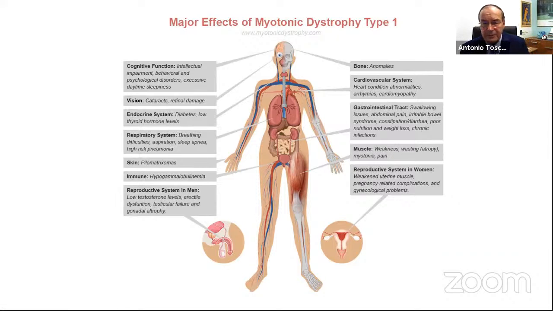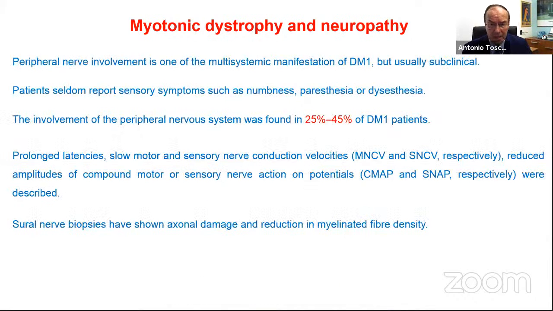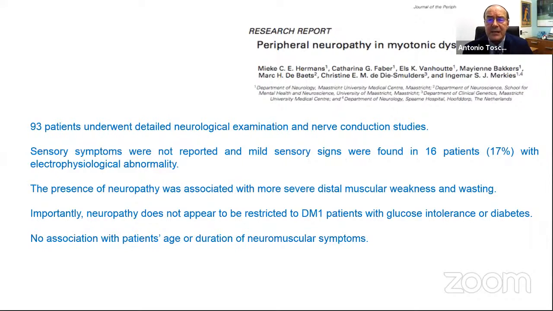The effect on peripheral nerve is less known, but there is quite a wide literature about the presence of neuropathy in myotonic dystrophy, and about 25 to 45% of the DM1 patients had numbness, paresthesia, or dysesthesia, and once you use neurophysiologic examination, you can have a confirmation of this peripheral nerve involvement. Also, in nerve biopsy, when they were done, there was a reduction of myelinated fibers. This is an example of the literature.